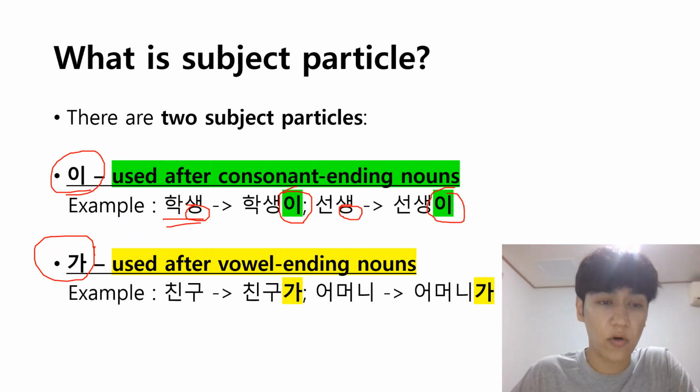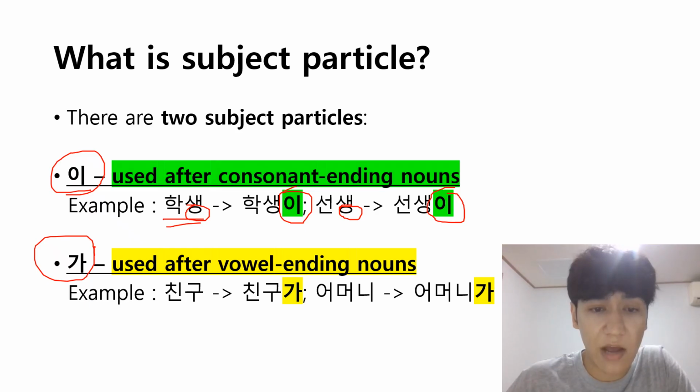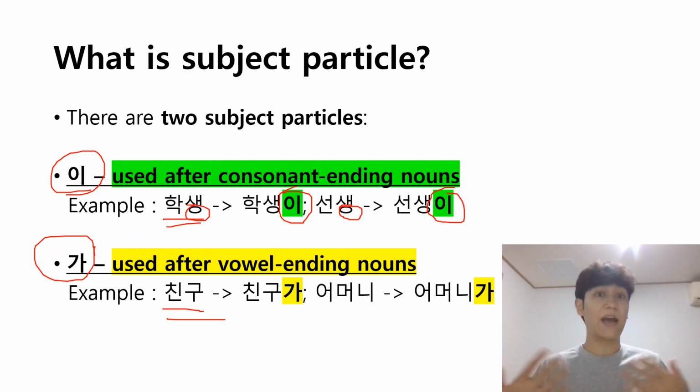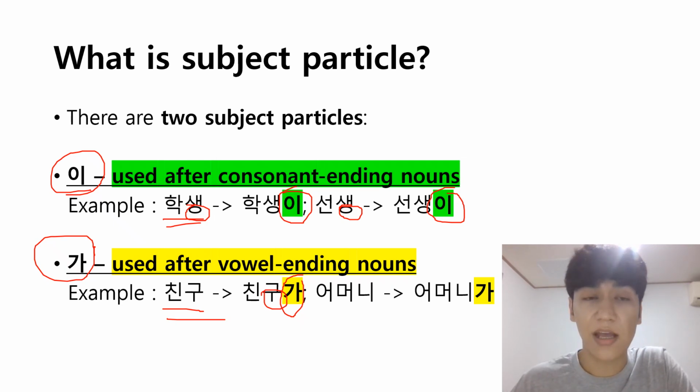And as for 가, sometimes we also pronounce it as ga. When it comes between two vowels, I mean the ㄱ. It is used after vowel-ending nouns. For example, we have a word 친구, which is translated as friend, 친구. So we need to say 친구가 because the final letter is a vowel, not a consonant. That's why we say 친구가, not 친구이.